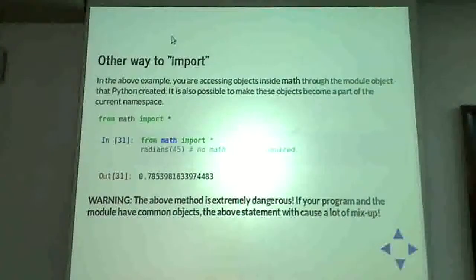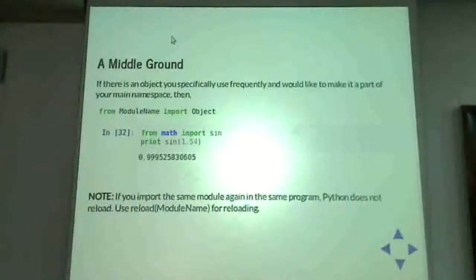Now we have looked at two extreme ways of accessing objects inside modules, right? We said import math and then we kept saying math.something, math.something. Or we directly said from math import * and then forget about the name math altogether. There are intermediate ways of achieving this.